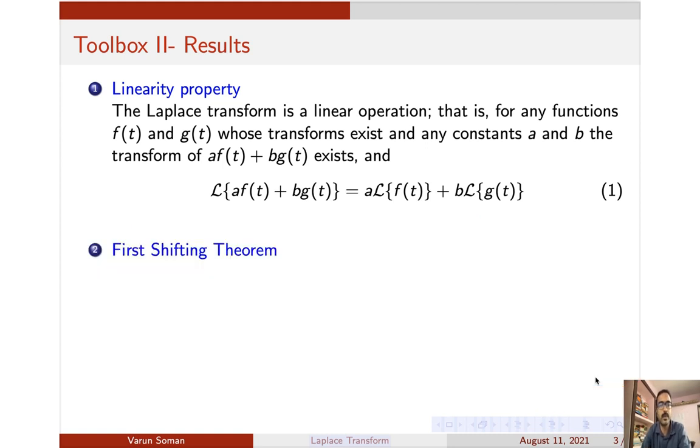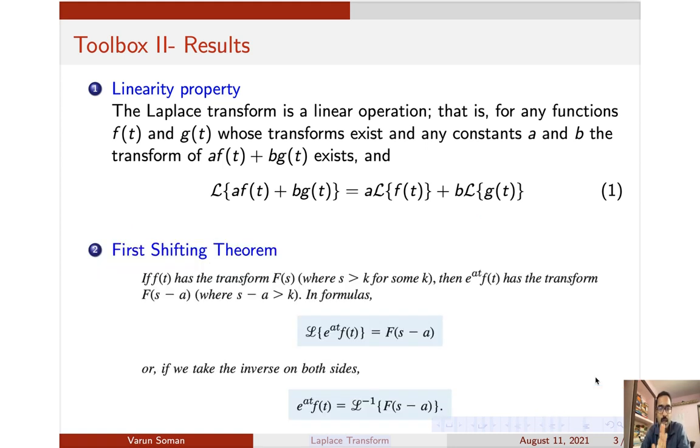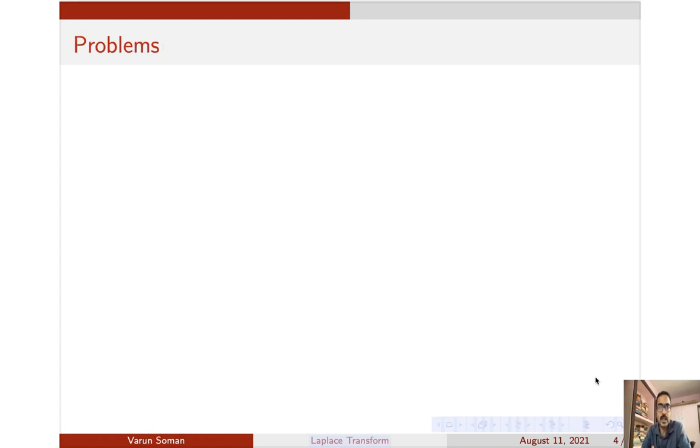These two properties will be extensively used in our problems. These two properties are important, plus the table. So this is our toolbox. Now let us try to do some problems. Before that, I'll do one problem in which we'll have to apply the definition directly.